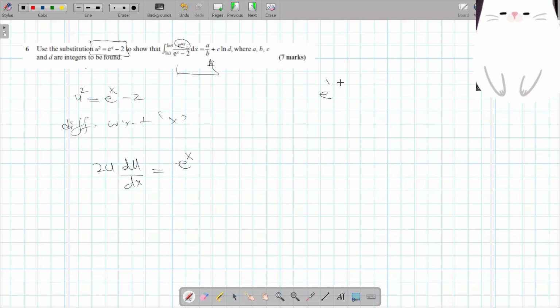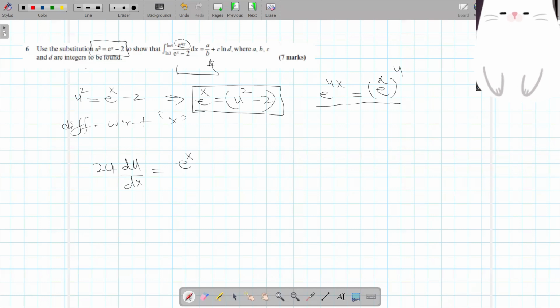Yes, e to the power 4x can be written as e to the power x raised to 4. We can determine e to the x from here. e to the x will be equal to u squared plus 2, so e to the x can be put equal to u squared plus 2. So e to the power 4x will be equal to this.